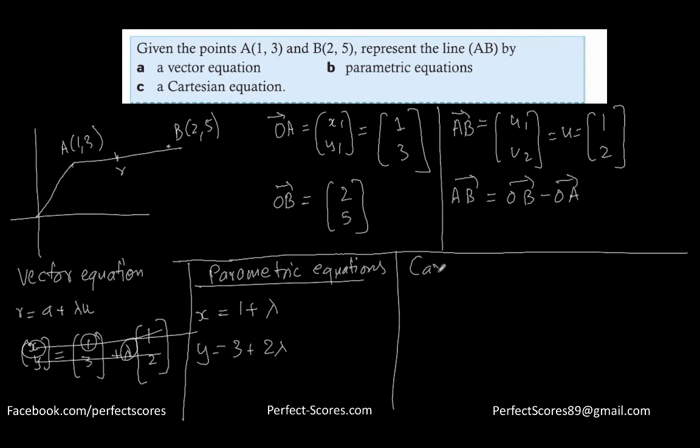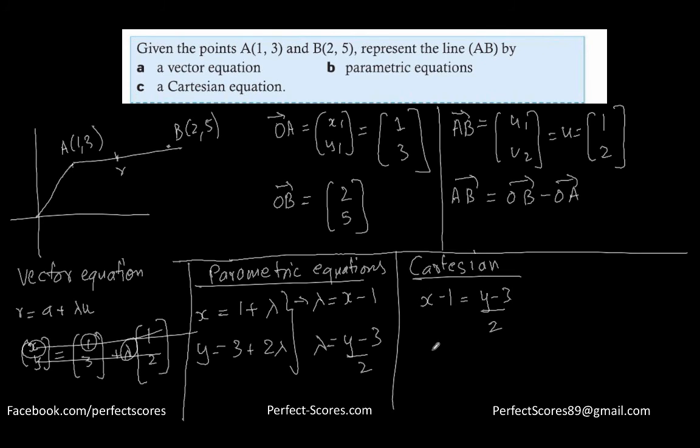And then for the Cartesian equation, what I have to do is just get rid of the lambda. So from here, you can say that lambda is equal to x minus 1. And from here, you can say that lambda is equal to (y minus 3) over 2, which means that x minus 1 is equal to (y minus 3) over 2. And from here, I can say that 2 is equal to (y minus 3) over (x minus 1). That is our Cartesian equation.